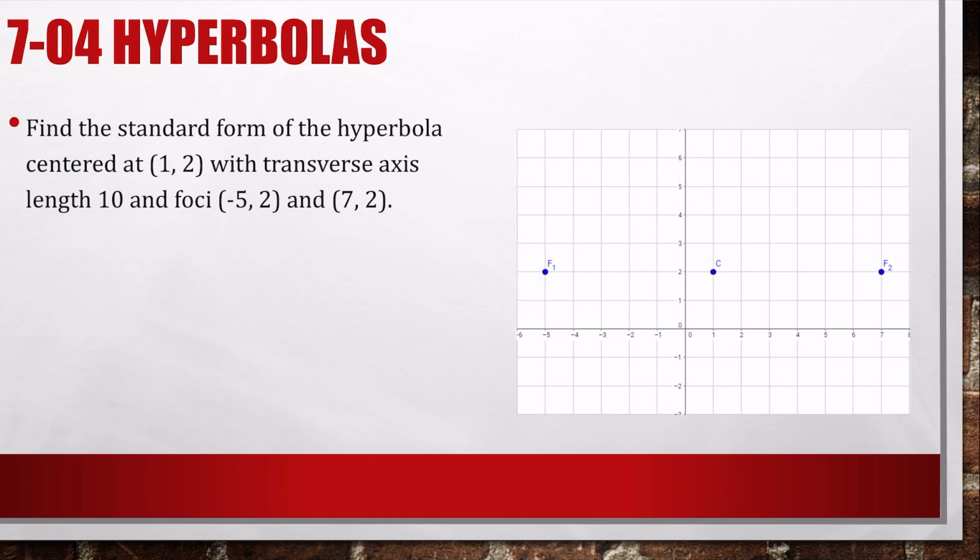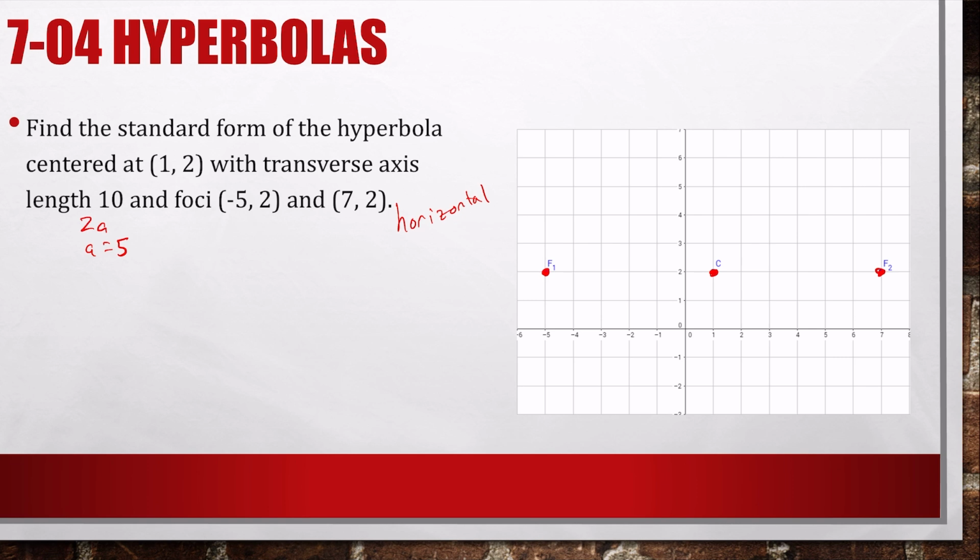So let's find the standard form of the hyperbola centered at (1, 2), so we can go ahead and graph that, with transverse axis length 10. The transverse axis length was 2a. Therefore, a must be 5. And foci at (negative 5, 2) and (7, 2). So we can put that in the graph. The transverse axis goes through the center and the foci. Therefore, I know that this is horizontal.